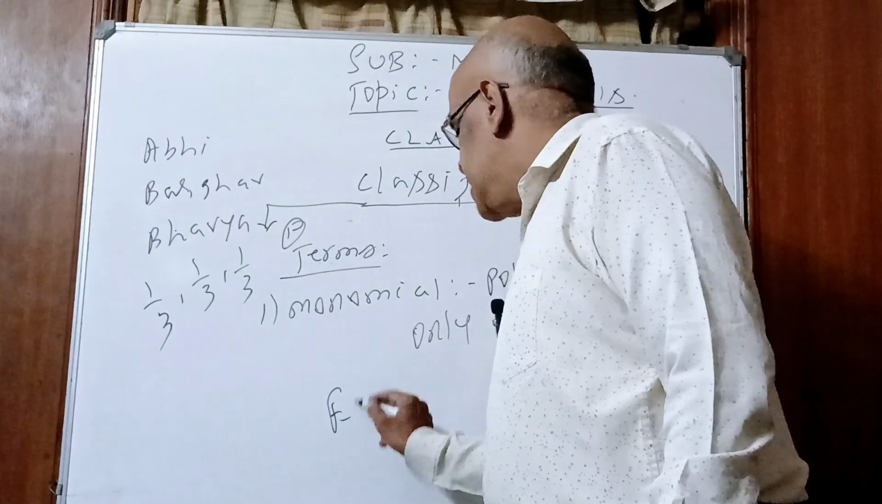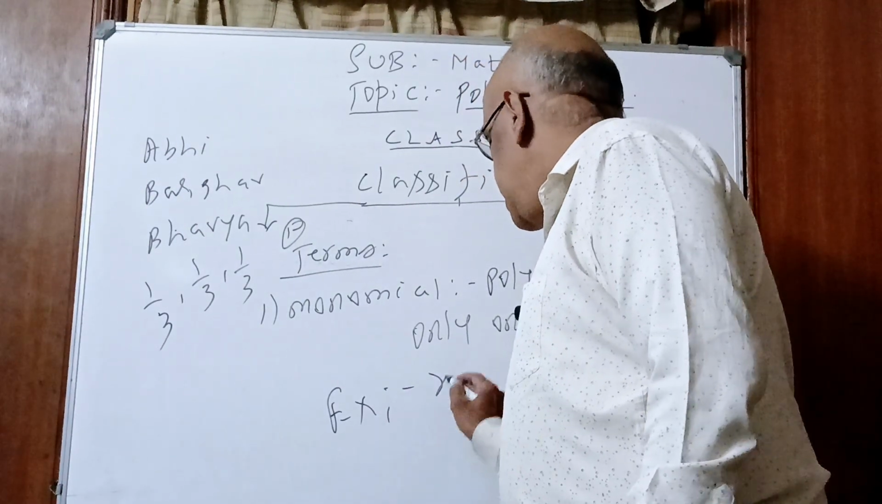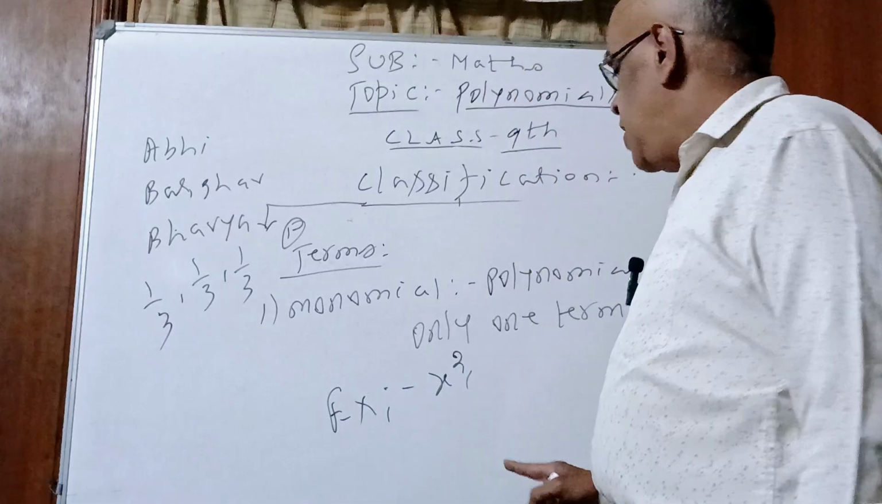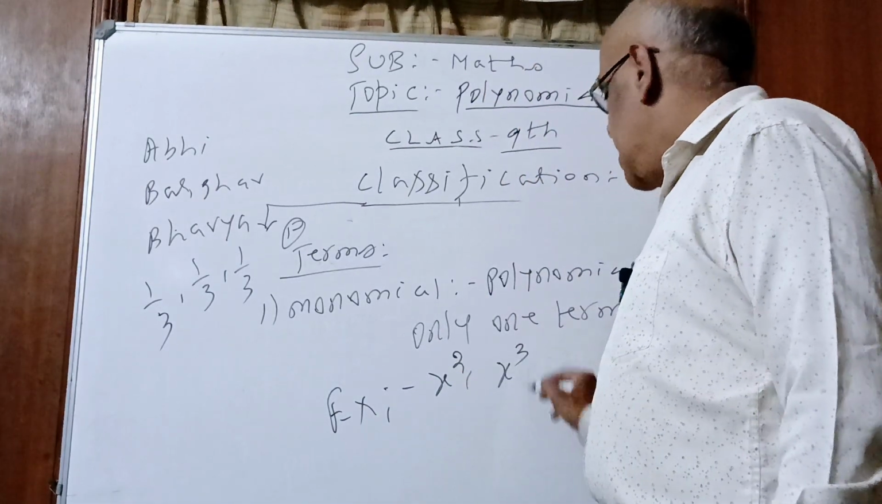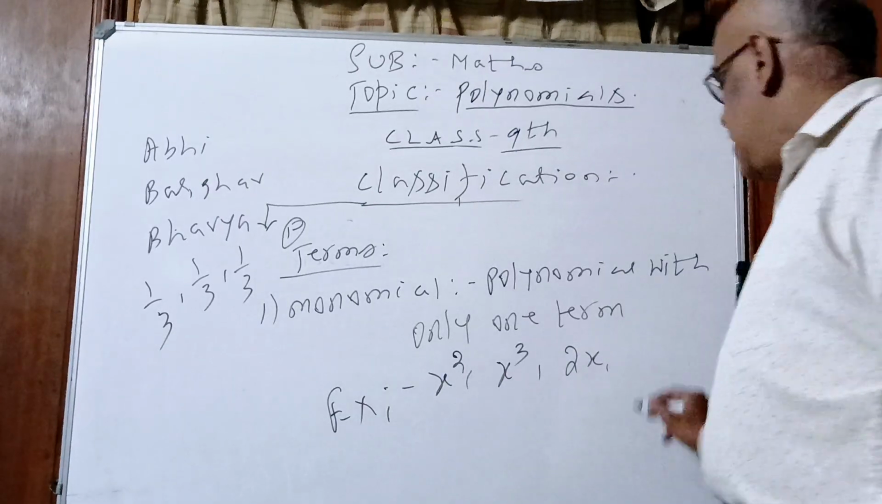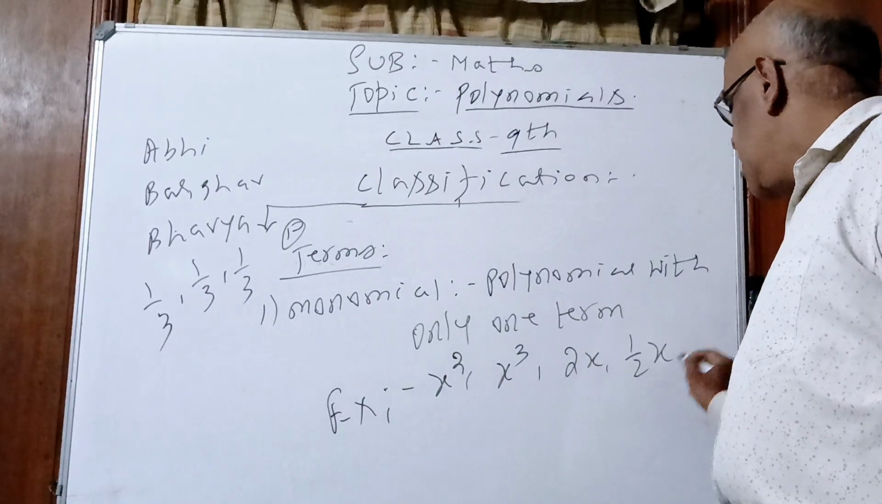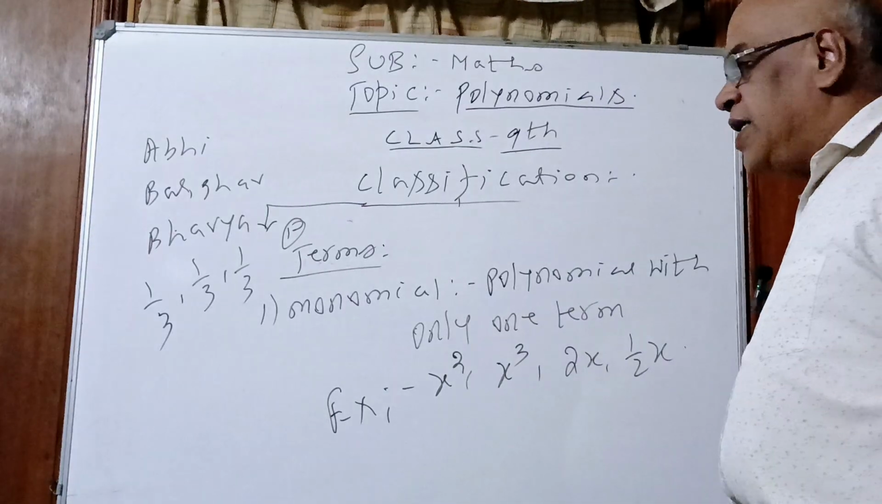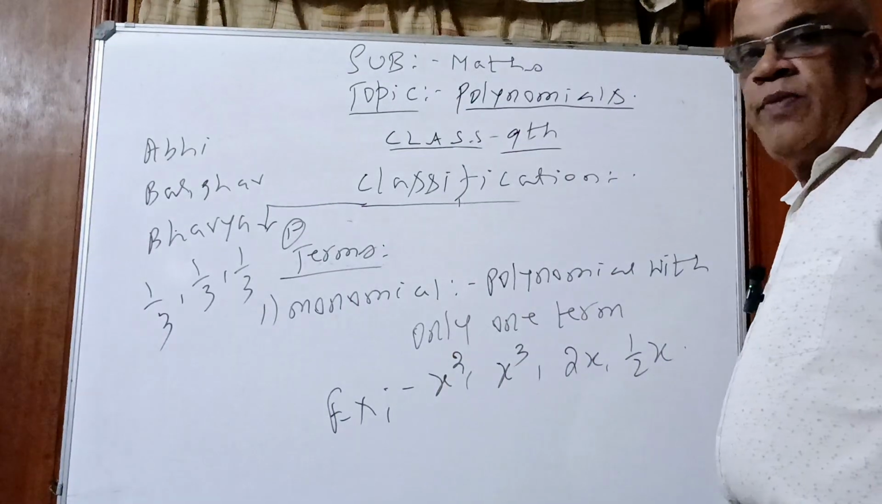Example. What is this, children? X square. It has only one term. What is this? X cube. Only one term. 2x. Only one term. Half x. Only one term. These are all examples of monomials.